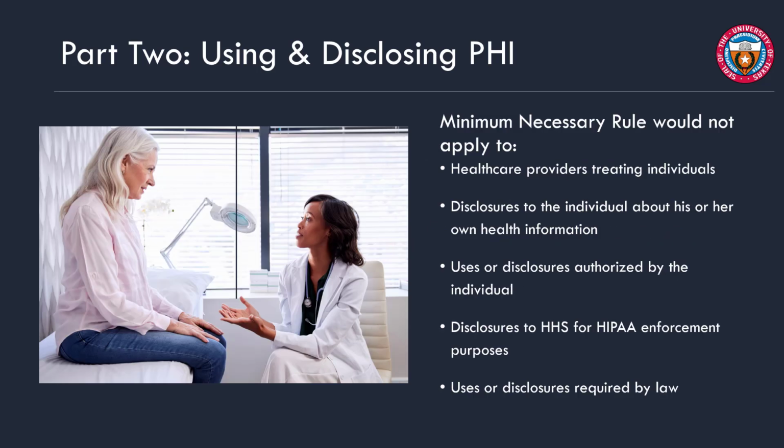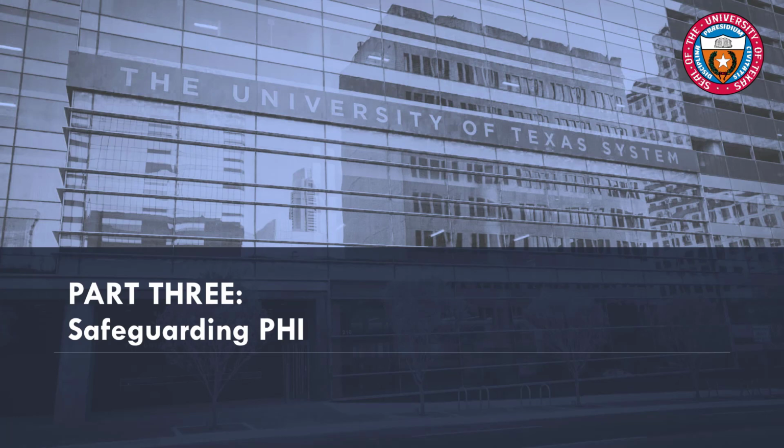The minimum necessary rule would not apply to healthcare providers treating individuals, disclosures to the individual about his or her own health information, uses or disclosures authorized by the individual, disclosures to HHS for HIPAA enforcement purposes, and uses or disclosures required by law.